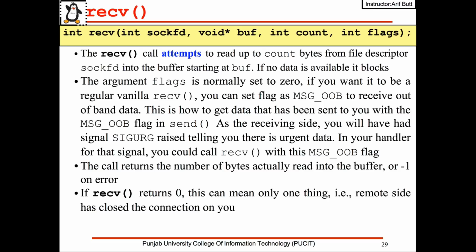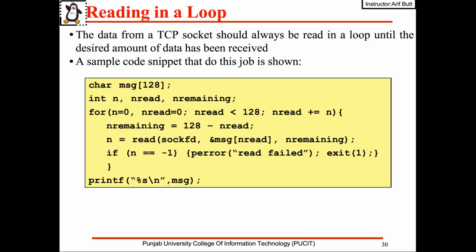Remember, if the recv system call returns 0, it means that the remote side has closed the connection on you. Well, as I have already said, the data from a TCP socket should always be read in a loop until the desired amount of data has been received.